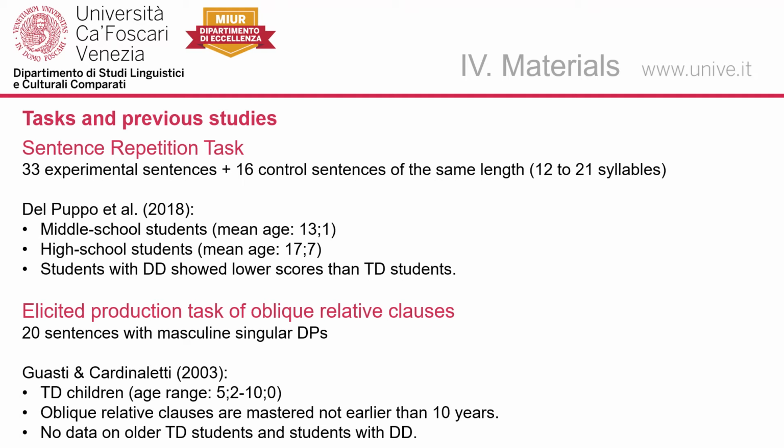Guasti and Cardinaletti 2003 investigated the production of oblique relative clauses by TD children and found that oblique relatives are mastered not earlier than 10 years. As data on adolescents and adults with and without DD are missing, we administered this task in order to investigate whether these constructions are mastered with increasing age and at higher levels of instruction.